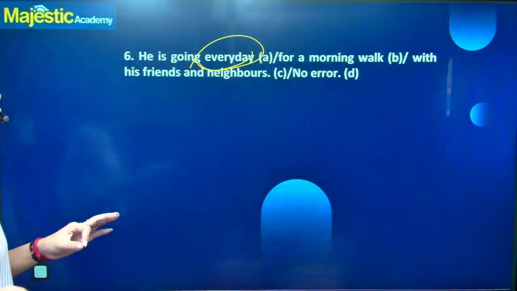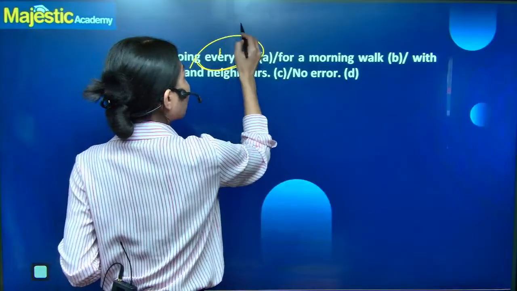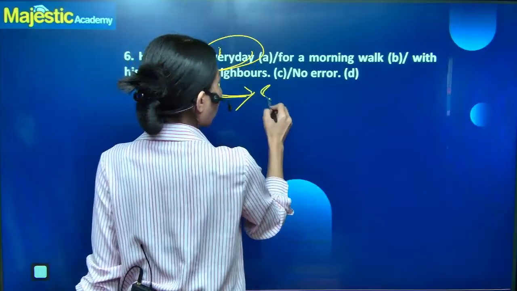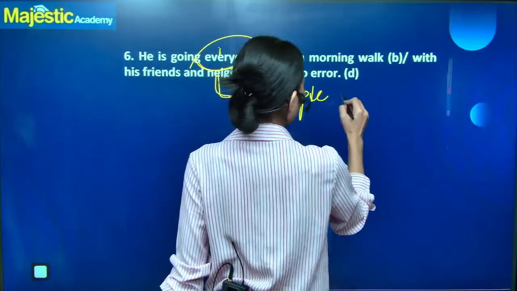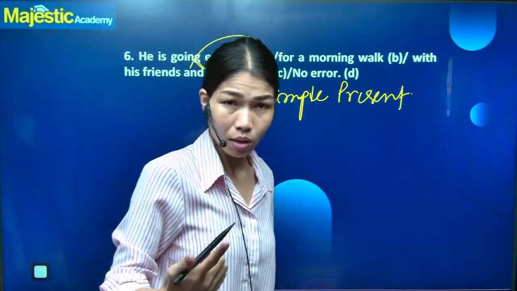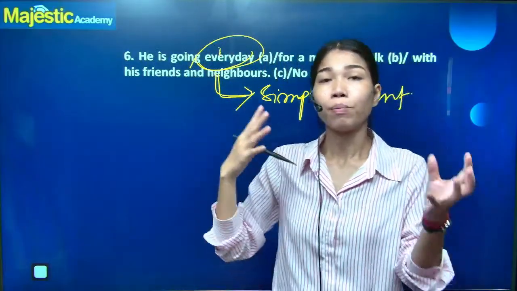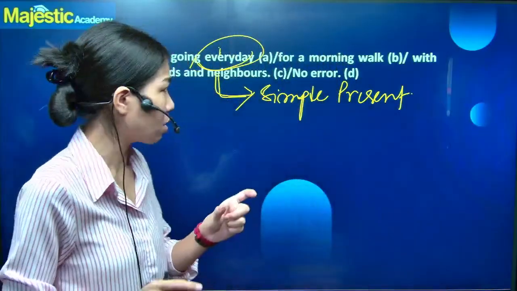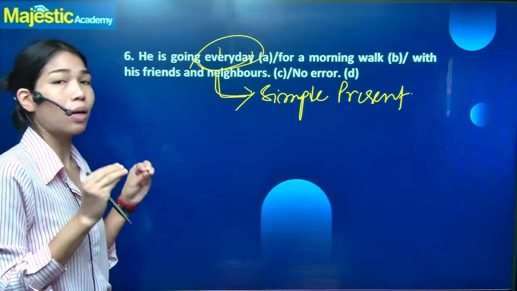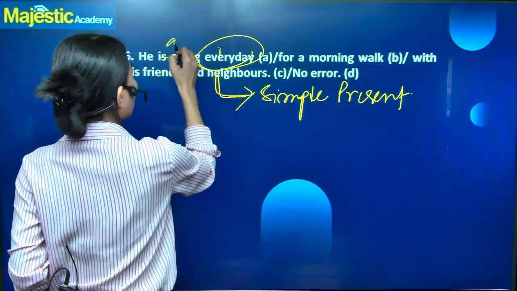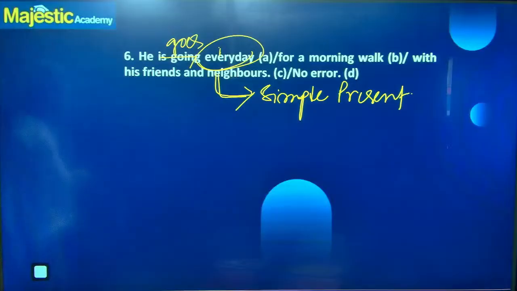Okay? So this type of word indicates that your sentence has to always be in simple present. So whenever you see any word like everyday, always, regularly, on annual basis, on biannual basis, on everyday basis, these are the keywords. Whenever you see these types of words in any sentence, you have to turn your sentence into simple present always. So your answer has to be: he goes every day for a morning walk with his friends and neighbors. I hope the question is clear.